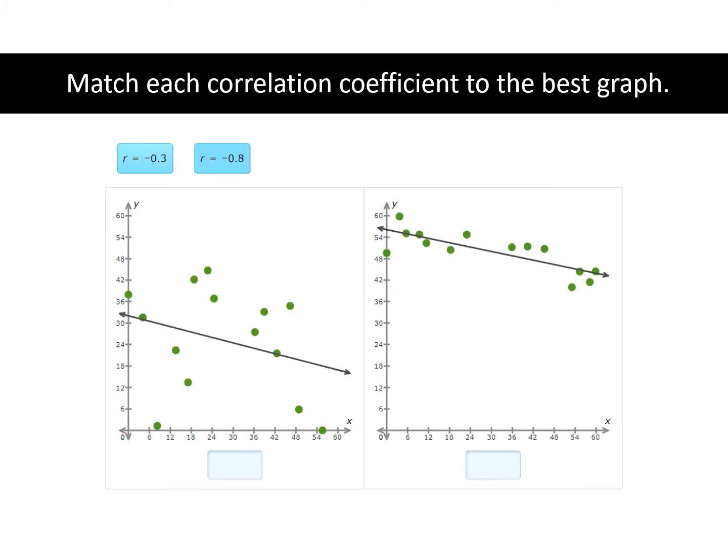Okay, here's another one. This one's a little bit more difficult. Both R values are negative in this case. One is -0.3 and one is -0.8. So at this time, take a second and decide which correlation coefficient goes with which graph.